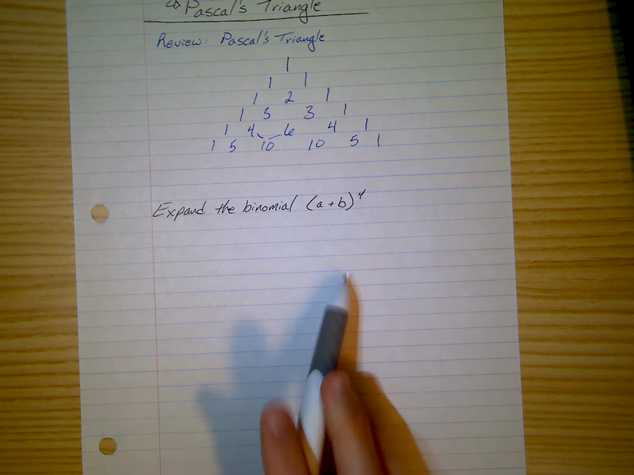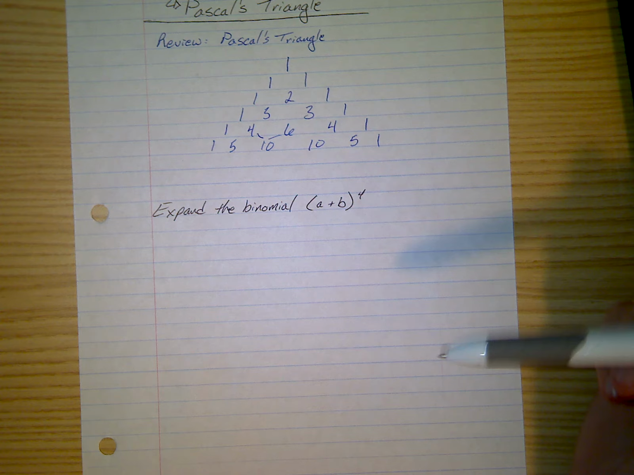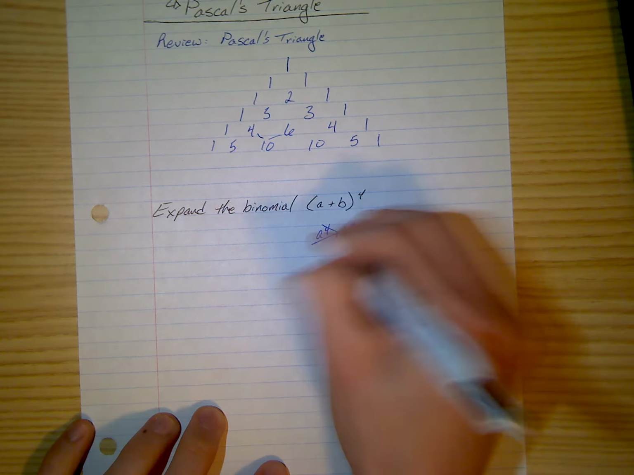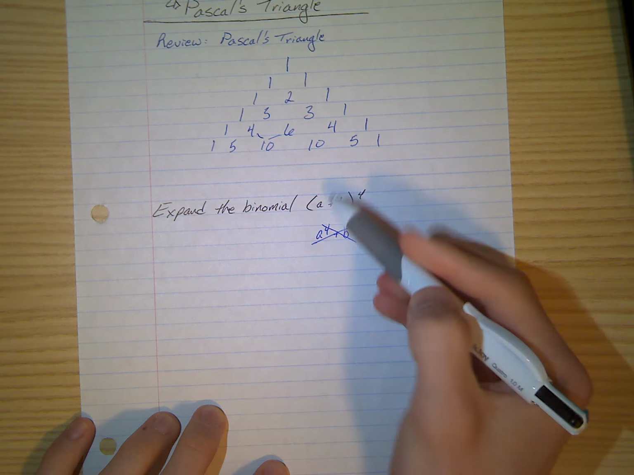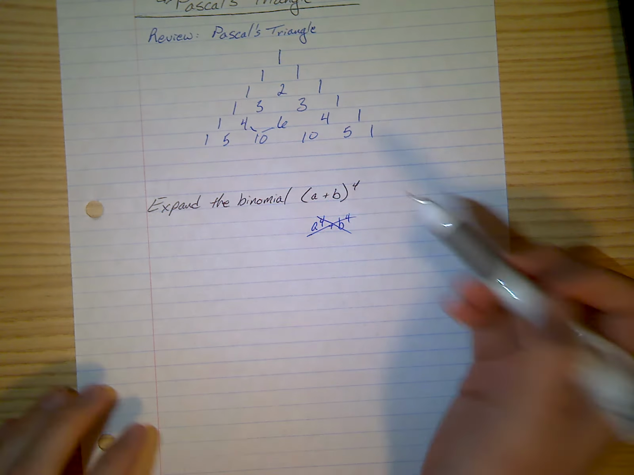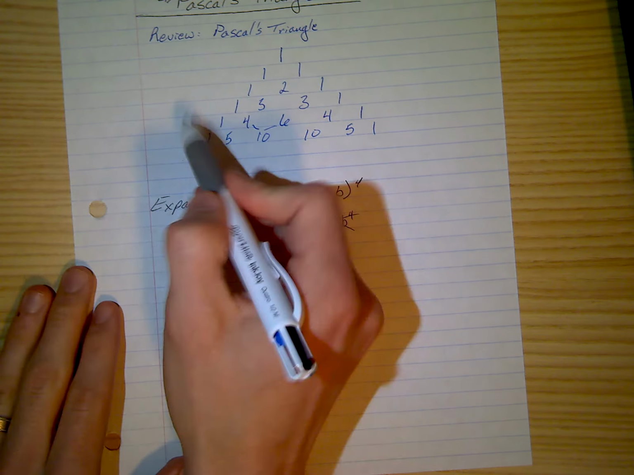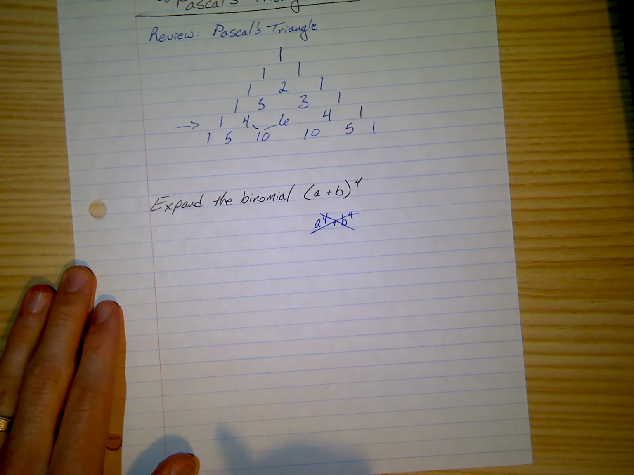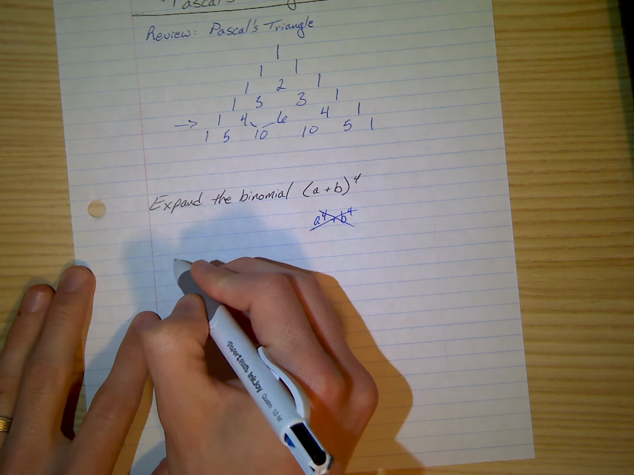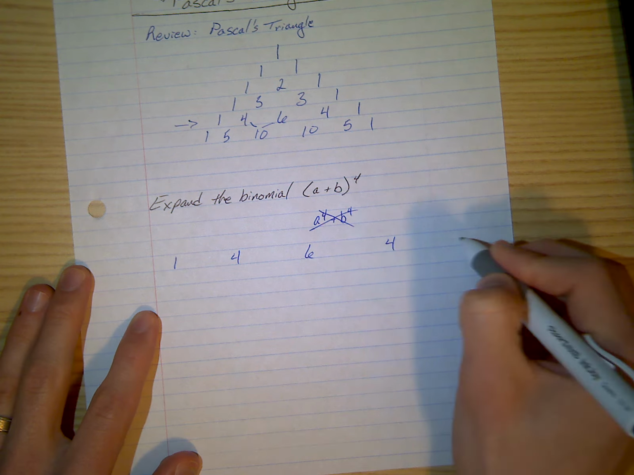If we wanted to expand the binomial a plus b to the fourth, you can't just distribute the 4 and say a to the fourth plus b to the fourth, because that's wrong. Okay, it doesn't work like that. It's a plus b times itself 4 times. You'd have to FOIL that, or you could use the binomial theorem with Pascal's triangle. So we'd actually go to the fourth line here. This shows us the coefficients for each of those terms. So you have a 1, a 4, a 6, a 4, and a 1.